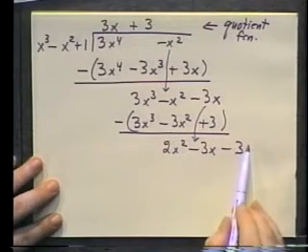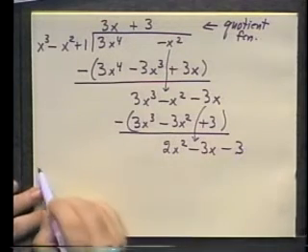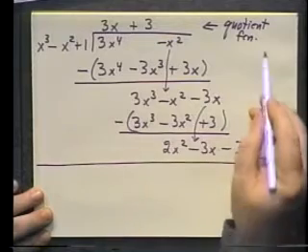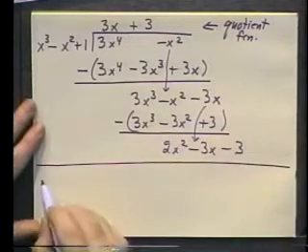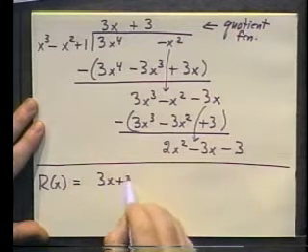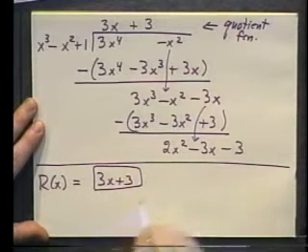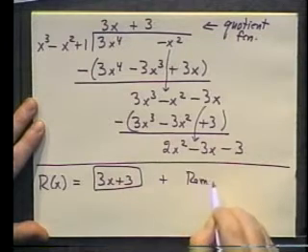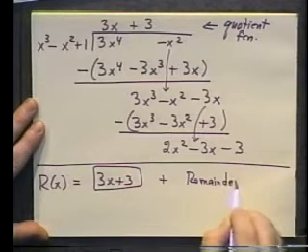This part down here would contribute to the remainder function, but I'm not interested in that. I'm only interested in the quotient function. So that is to say that r of x is equal to 3x plus 3, that's the quotient function, plus the remainder function, which I don't care about right now.